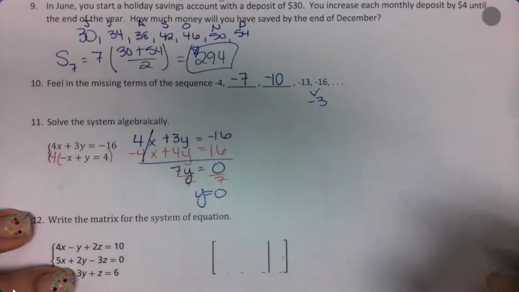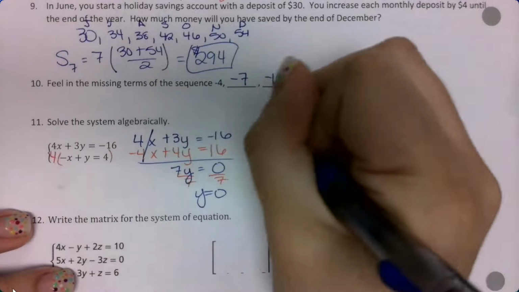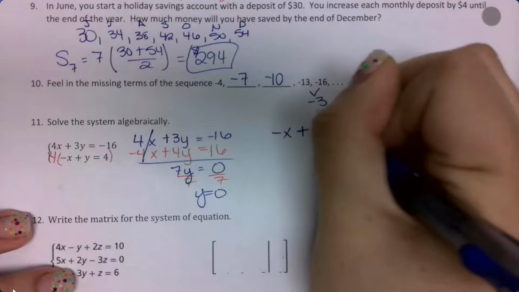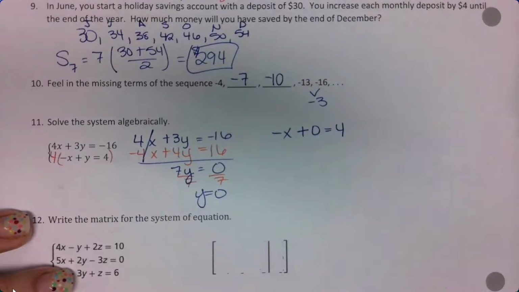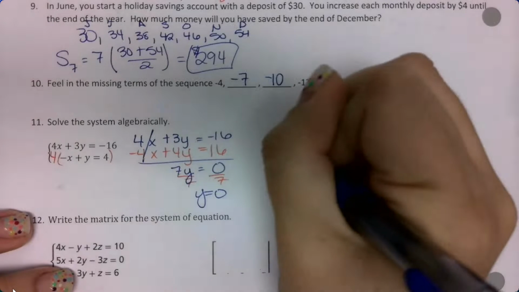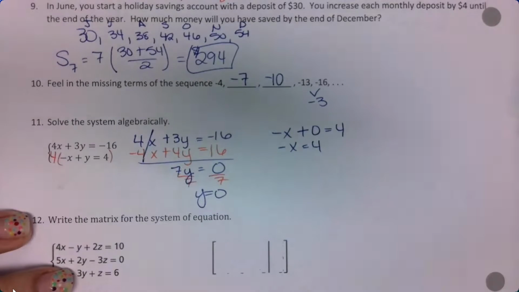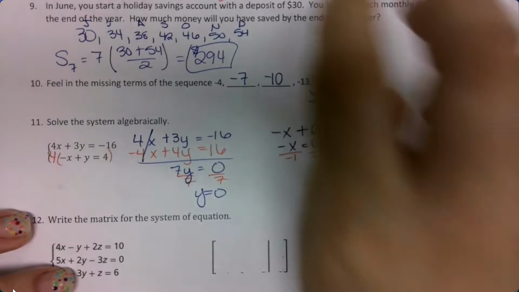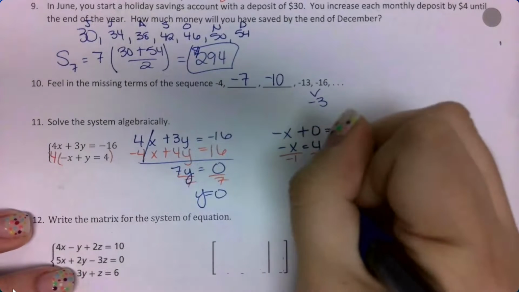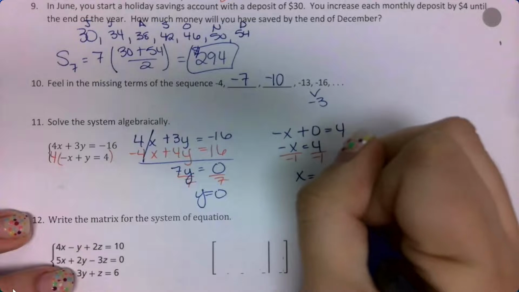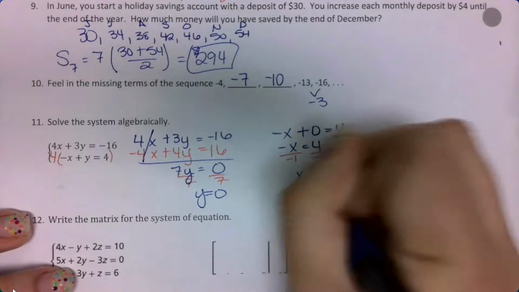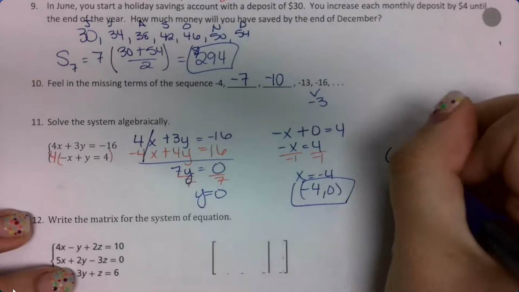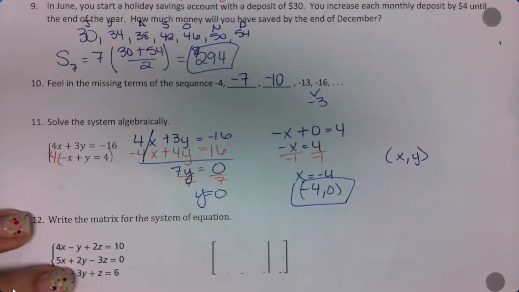y equals 0. I'm going to plug into whichever equation I want. I'm going to pick the bottom one because there's no coefficients on y. So I have -x plus 0 equals 4. -x equals 4. I want to go ahead and divide both sides by -1. And I get x equals -4. So my answer here is (-4, 0), because you always write your answers in the form x, y, alphabetical.